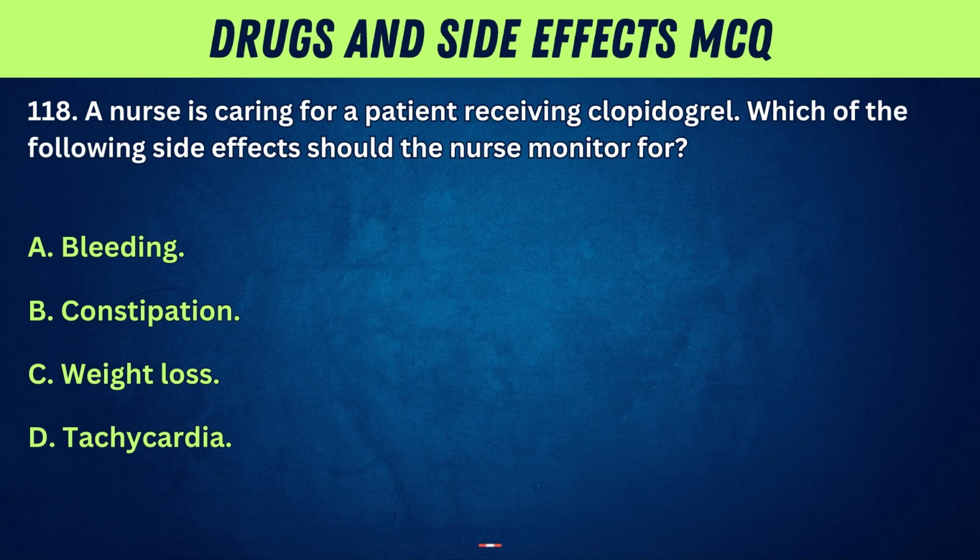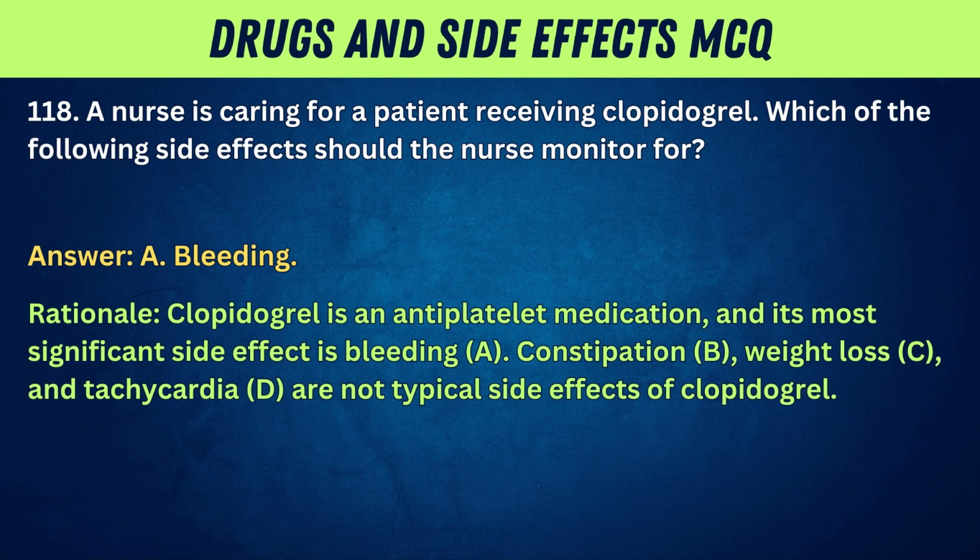118. A nurse is caring for a patient receiving clopidogrel. Which of the following side effects should the nurse monitor for? A. Bleeding. B. Constipation. C. Weight loss. D. Tachycardia. Answer: A. Bleeding. Rationale: clopidogrel is an antiplatelet medication, and its most significant side effect is bleeding, A. Constipation, B, weight loss, C, and tachycardia, D, are not typical side effects of clopidogrel.